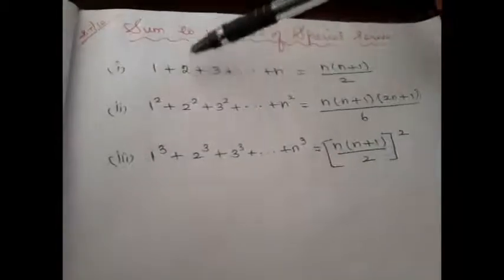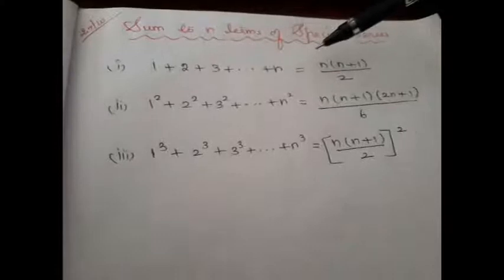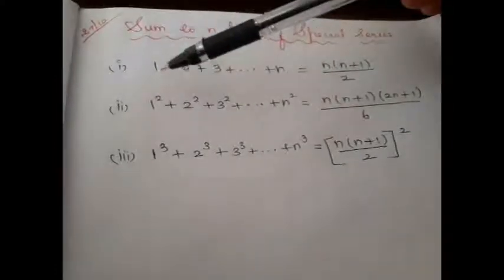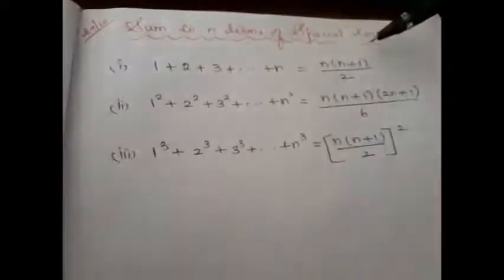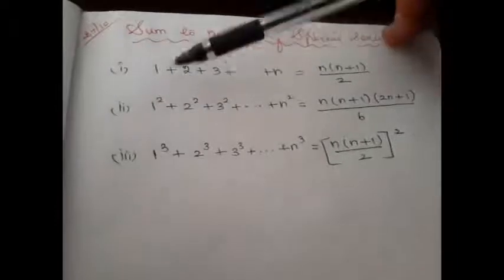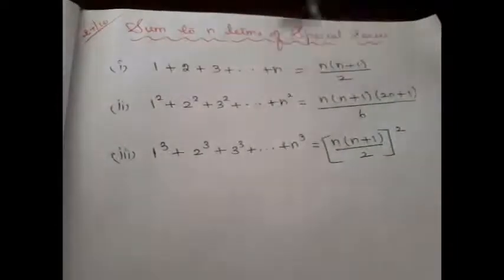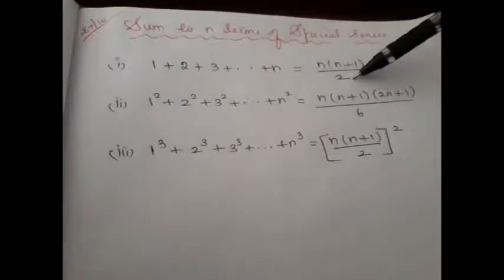What is the first one? Sum to n terms of first n natural numbers, sum of first n natural numbers. You should see all the series start from 1, right? The formula is applicable only if it starts from 1. So this is the sum of first n natural numbers. The formula is n into n plus 1 by 2.